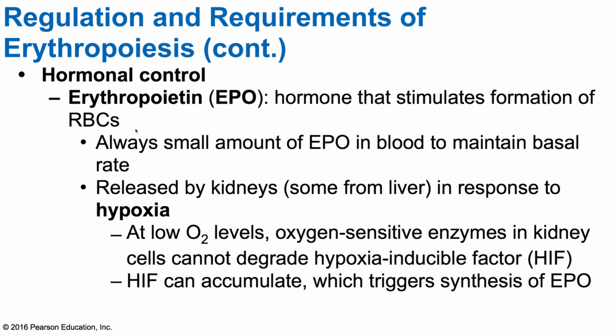The stimulus that's responsible for erythropoiesis is a hormone called erythropoietin, or the acronym EPO. This is what stimulates the formation of red blood cells. And we have a small amount of EPO that's in our bloodstream at all times, and this is what maintains this basal rate, this constant rate of red blood cell production. While the liver produces some EPO, the kidneys are the main organ of production for erythropoietin. So what happens is when specific cells within the kidney become hypoxic, oxygen-sensitive enzymes aren't able to degrade an intracellular signaling molecule called hypoxia-inducible factor. Its acronym is HIF. And as HIF accumulates, it speeds up the production and release of EPO.